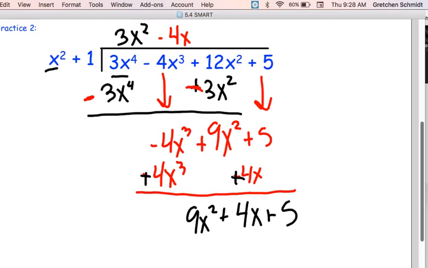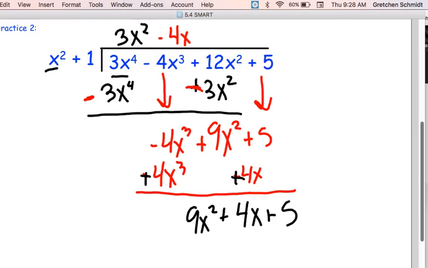Wait, I'm kind of confused where you got the positive 4x. Because it was a negative, but then remember to subtract it when we change the signs. So negative goes to positive, positive goes to negative. Oh, okay, so it goes in 4 essentially. Yep. So always change the signs.